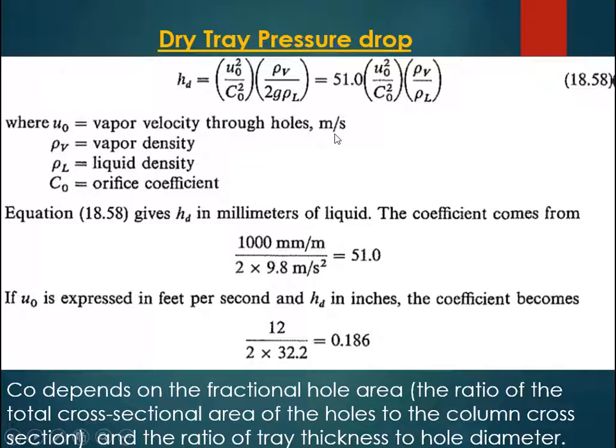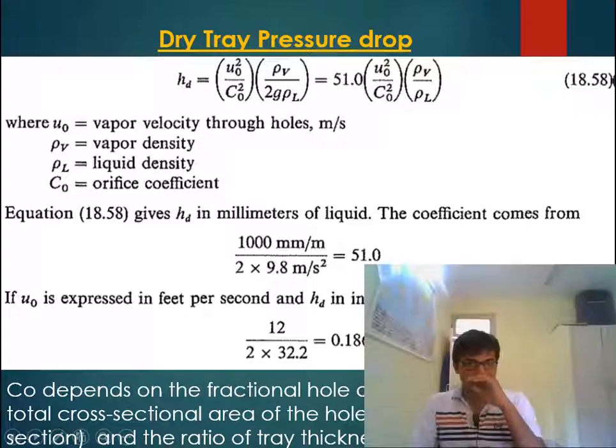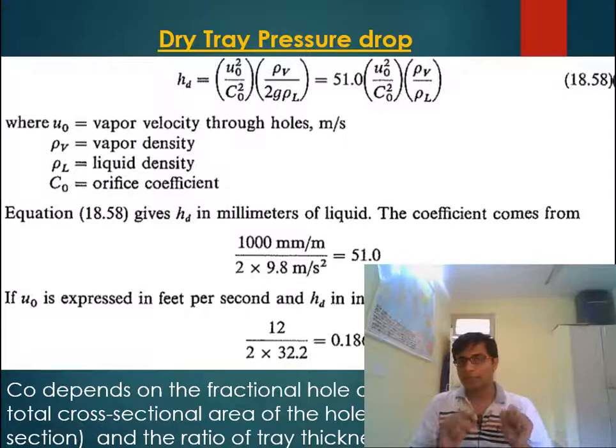What happens is that when we have done the energy balance between the upstream and the downstream of the orifice, we have also used our continuity equation to arrive at this expression, and the continuity equation is basically A1 V1 equals A2 V2, so that will be basically a constant, and that is included in this orifice coefficient. So the orifice coefficient basically depends on the fractional hole area. Here fractional hole area is the ratio of total cross sectional area of the holes to the column cross sectional area, and it also depends on the tray thickness to hole diameter ratio. So in that way we can calculate dry tray pressure drop.